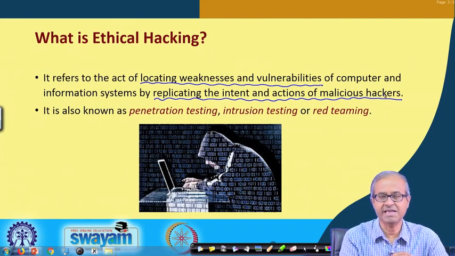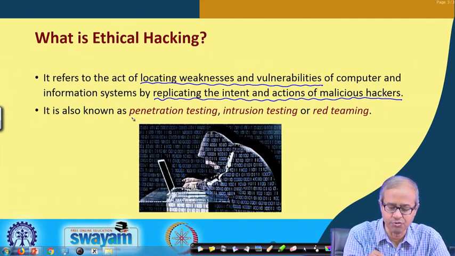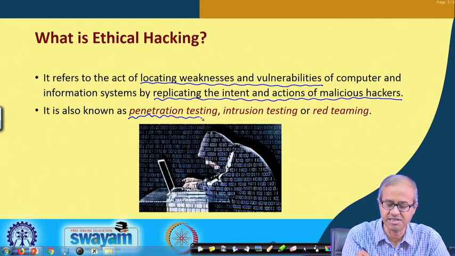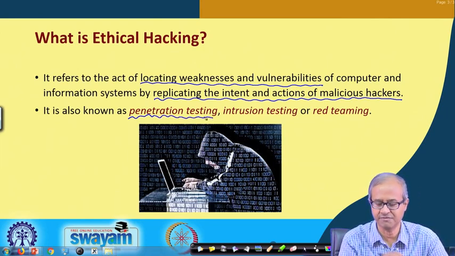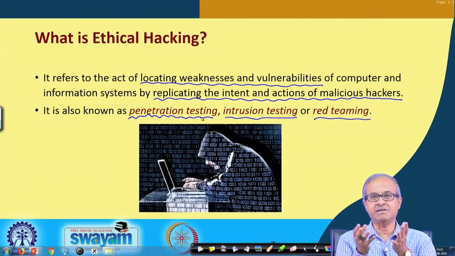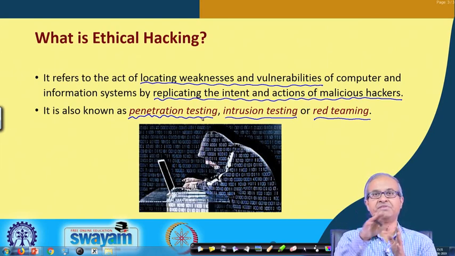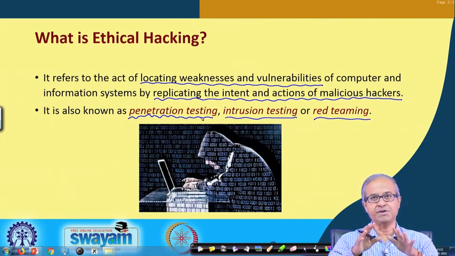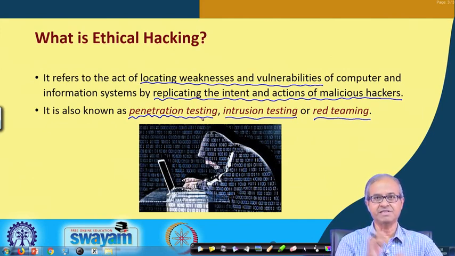Okay. This ethical hacking is sometimes also referred to by some other names. Penetration testing is a well known phrase which is used. Intrusion testing, red teaming, these are also terminologies which are used to mean the same thing. Well, you can understand penetration testing, the literal meaning of this phrase is you are trying to penetrate into a system, into a network, you are testing and finding out whether or not you are able to penetrate, and if you are able to penetrate, which are the points through which it is easier to penetrate. These are the objectives.